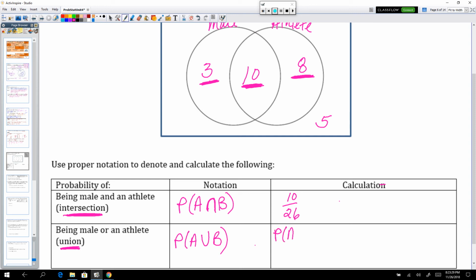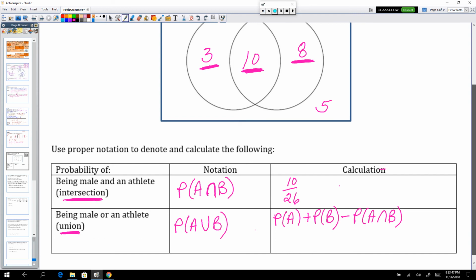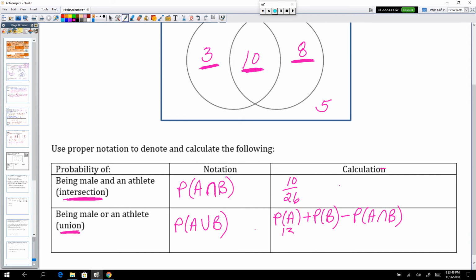You find the probability of the first event, and the probability of the second one, and then you subtract out when they happen together, when they happen at the same time. And just to fill out our notes a little bit, for our particular example, this is how that played out. The males, 13 out of 26, plus the athletes, 18 out of 26, minus the male athletes, got us that calculation. Okay? Alright, those are all of the notes.